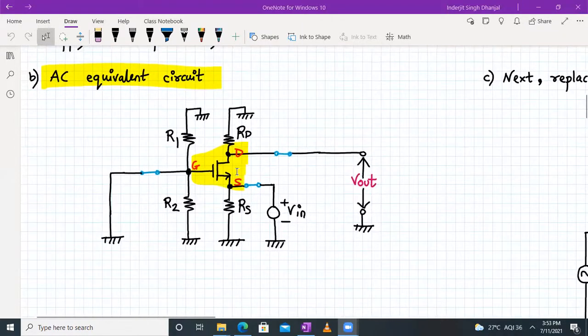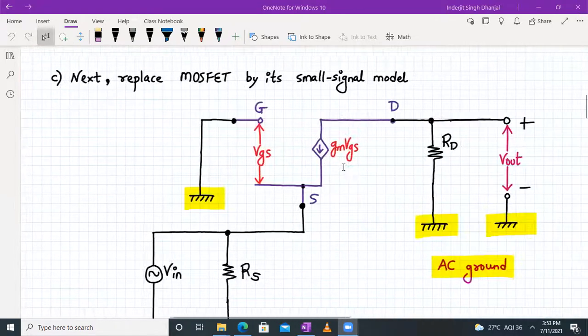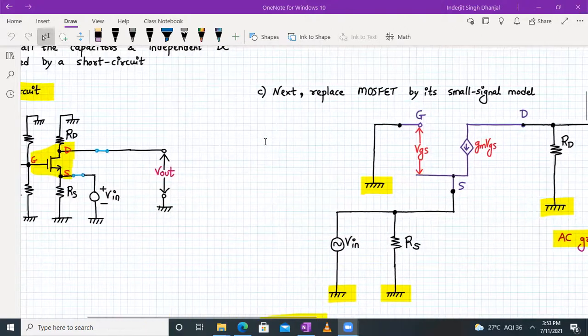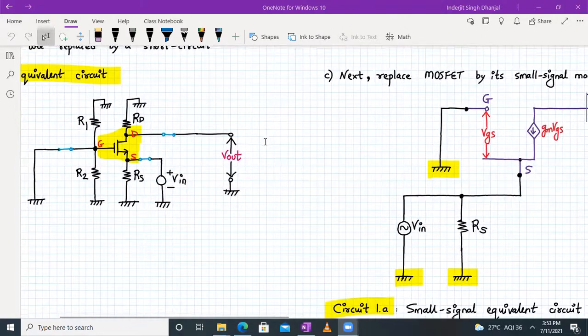Now we have to replace the MOSFET by its small signal hybrid pi model. So how does the model look? Over here, marked in purple color. Between the gate and source, it's an open circuit and we have marked the voltage VGS. Between the drain and source, we have a voltage dependent current source, which is given by gm into VGS.